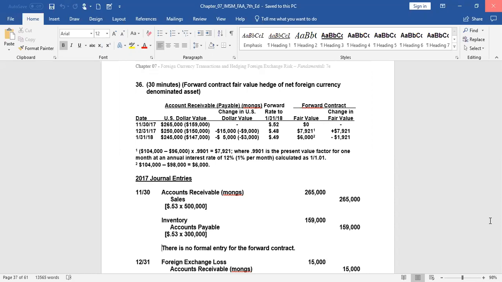On that same day, they purchased stuff, promising to pay 300,000 Hmongs.